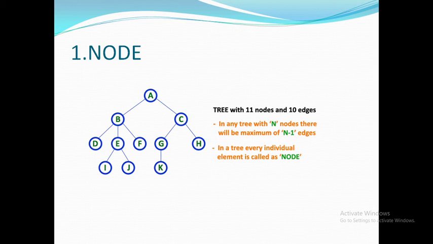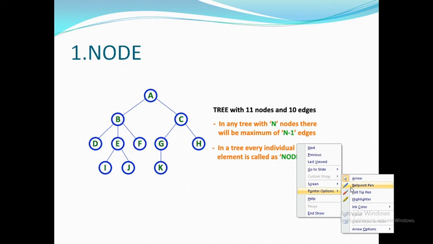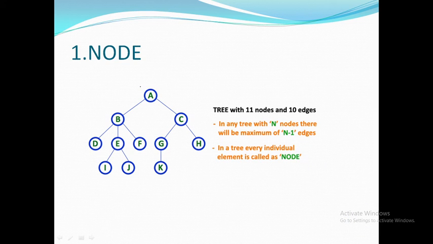So the first and foremost terminology is node. In a tree data structure, every individual element is called a node. So what is meant by an individual element? This is the individual element. A is an individual element, B is an individual element, C is an individual element. So every element is treated as an individual element, and is treated as a node.